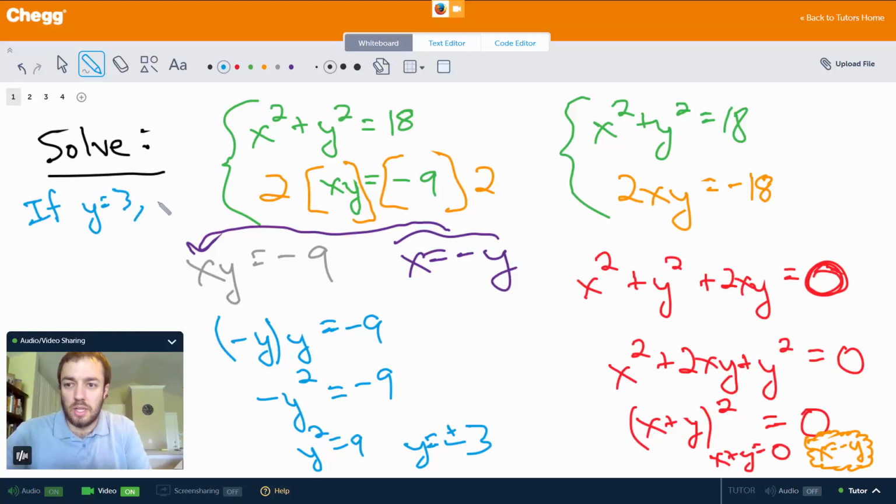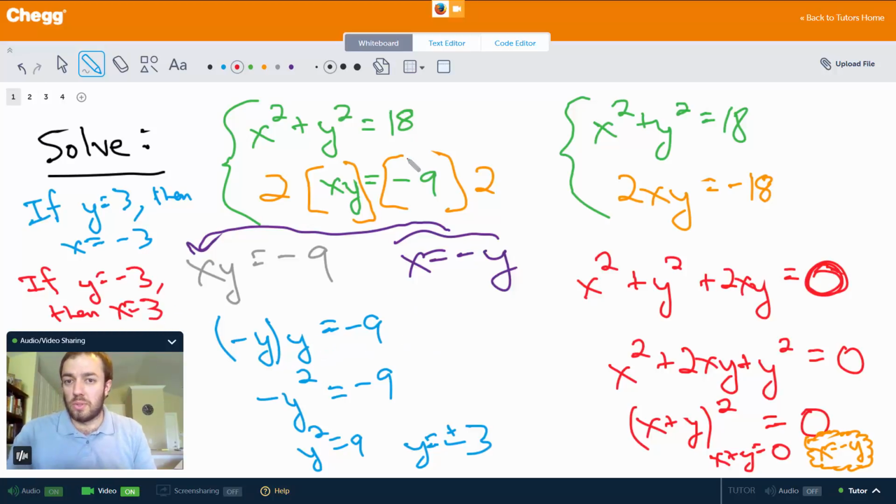So if y equals 3, then x equals negative 3 because x is negative y. And also if y equals negative 3, because remember y could be plus or minus 3, and if y is negative 3, then x is negative of negative 3, which is just positive 3. Okay, so then we have that. So those are the only two solutions to this nonlinear system here, and let's write them out more formally. So that's negative 3, comma 3. Okay, so x could be negative 3 and y could be positive 3, or we could have the other way around. x could be positive 3 and y is negative 3.